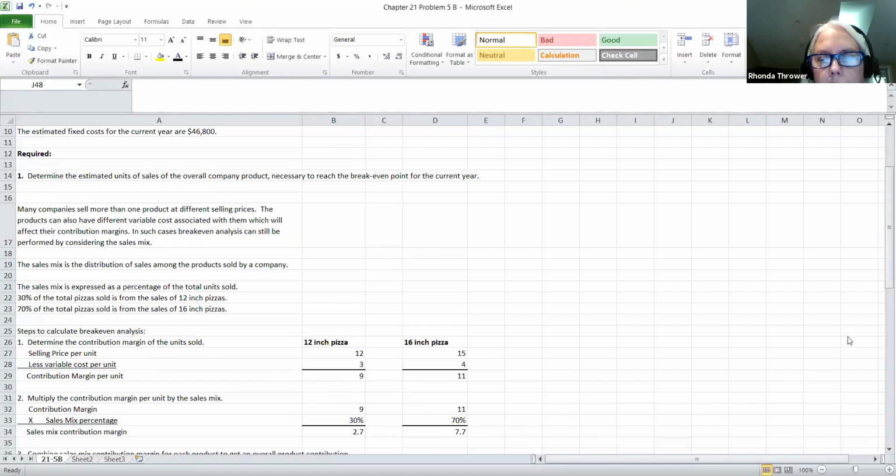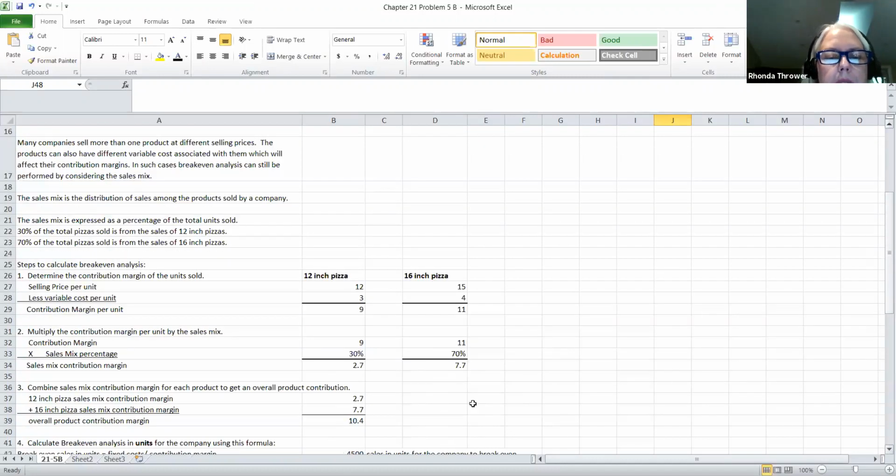So $7.70 is the sales mix contribution margin that would be attributed to the 16-inch pizzas, and $2.70 is the sales mix contribution margin that would contribute to the company income for the 12-inch pizzas.